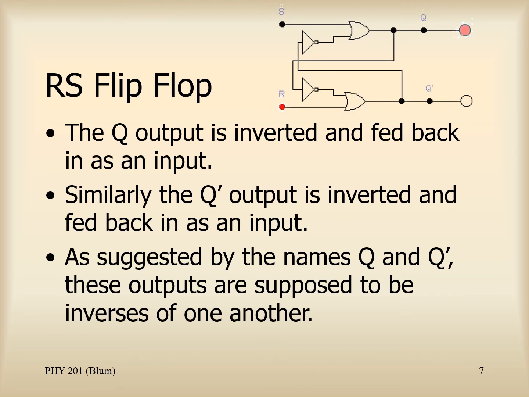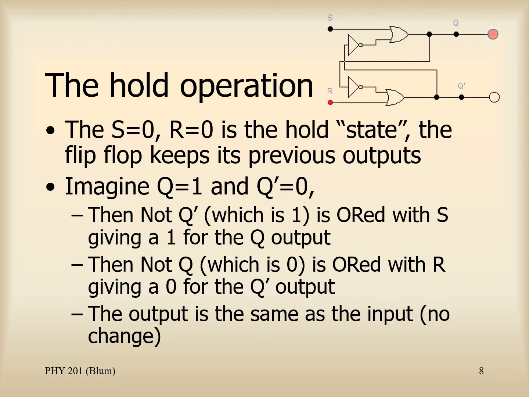So the Q output is inverted and fed back as an input. Similarly, the Q prime output is inverted and fed back in as an input, and the Q and Q prime, as the name suggests, are supposed to be opposites or inverses of one another. Let's look at the hold operation, which is when S is 0 and R is 0.